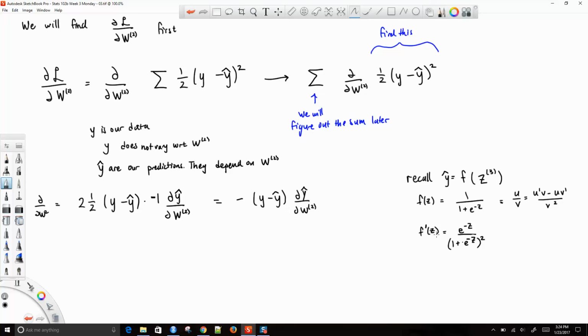So what I can do is I can say, well, what is y hat? We can split this into dy hat with respect to z3, and then dz3 with respect to W2, right? So we can do it this way, and the derivative of y hat with respect to z3 is going to be our f prime of z3.